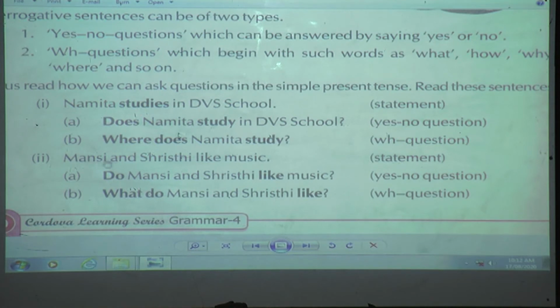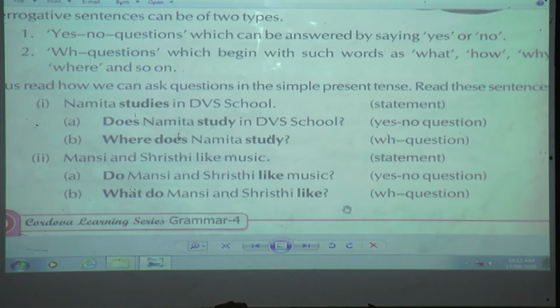Next, Mansi and Srishti like music. This is a statement. Here, Mansi and Srishti, how many are there? Two are there, meaning they are in plural form. So which word am I going to use? Do. Now this is a yes/no question, so I am going to write do: Do Mansi and Srishti like music?